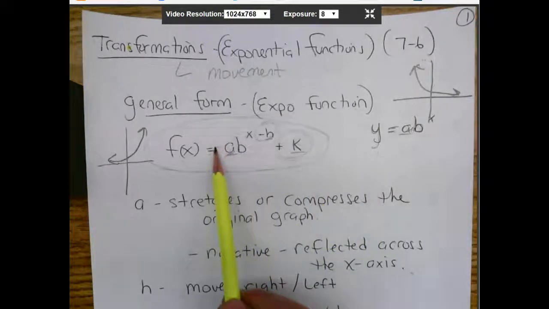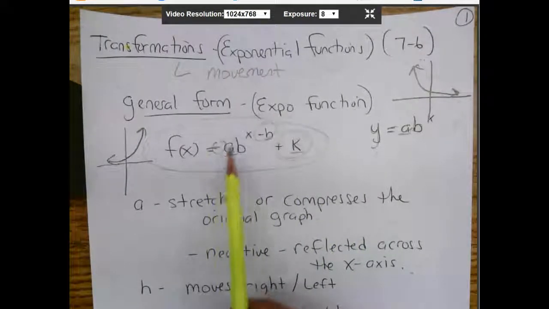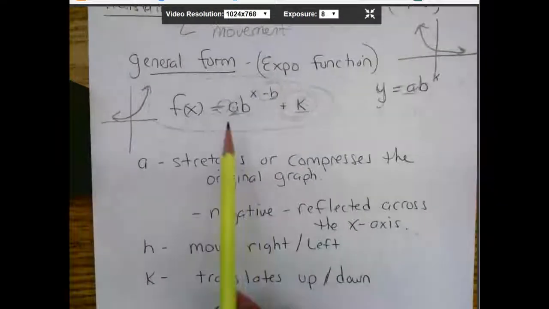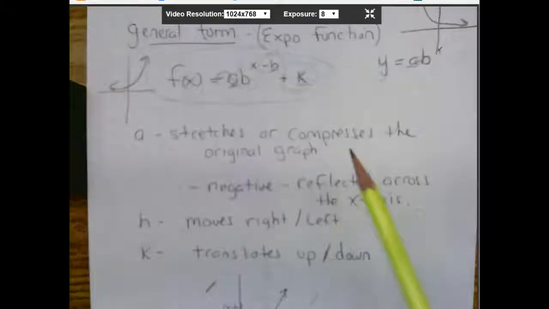And also we can add a negative number in front as well. That has to do with a as well. We'll talk about that in just a minute. So that's the kind of general form. And then here's what they do.